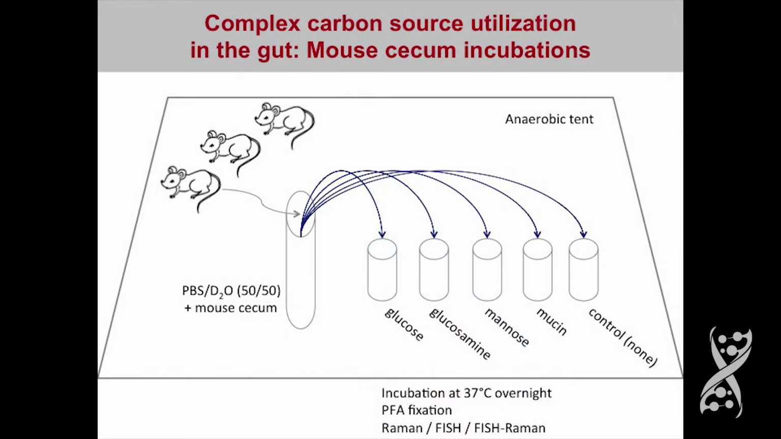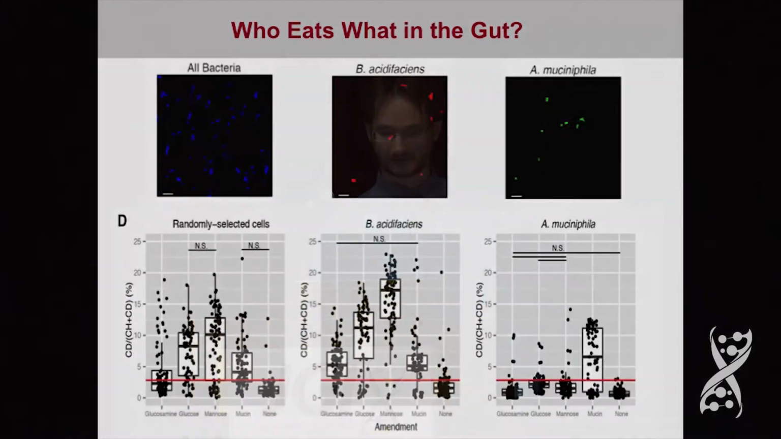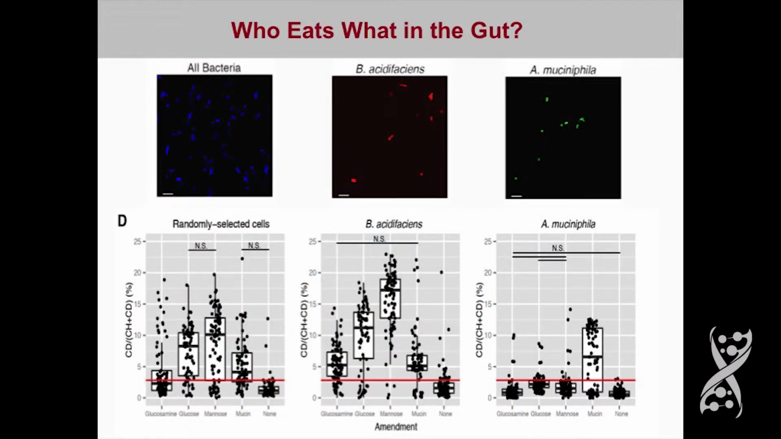The proof of principle we reached by focusing on complex carbon source utilization in mouse gut microbial communities. So we just took a cecum sample, put it in 50% deuterium-containing media, amended it with different carbon sources, and incubated it for a short time. After this, we measured single cells from each amendment and also performed FISH on these samples, targeting two different organisms, Bacteroides acidifaciens and Akkermansia muciniphila.